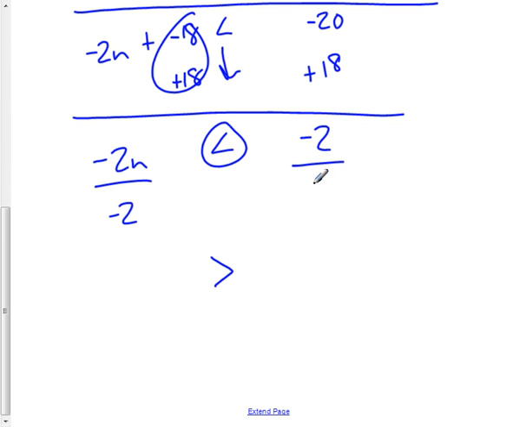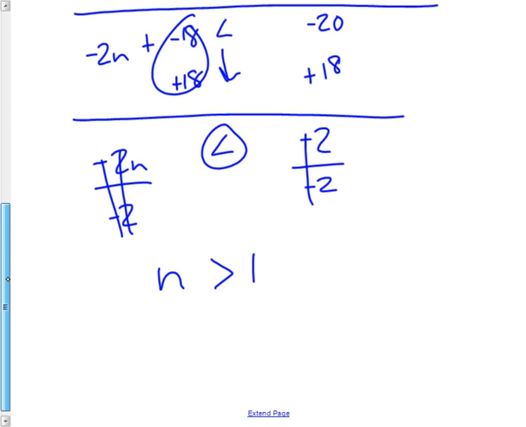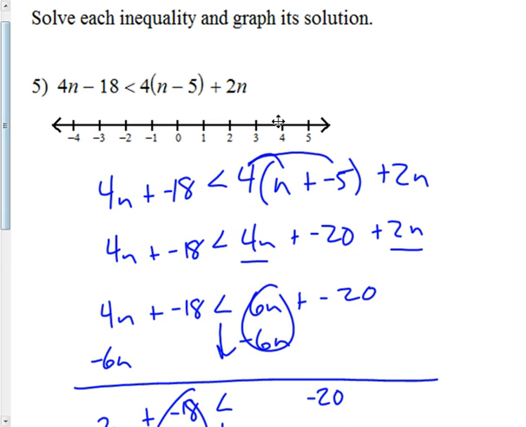So again, whatever you do to one side, do it to the other. Negatives cancel, 2's cancel. I have n is greater than, okay, negatives cancel, 2 divided by 2 is 1. So n is greater than 1, not equal to, just greater than. So open circle at 1. And we want n to be greater than 1.